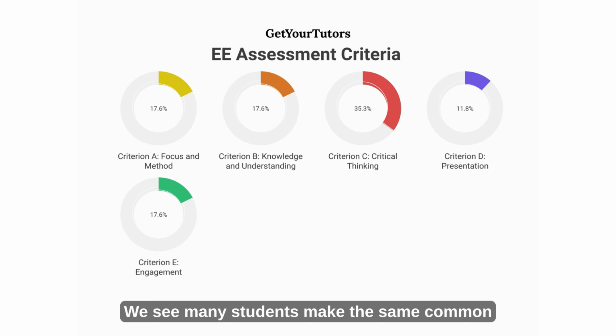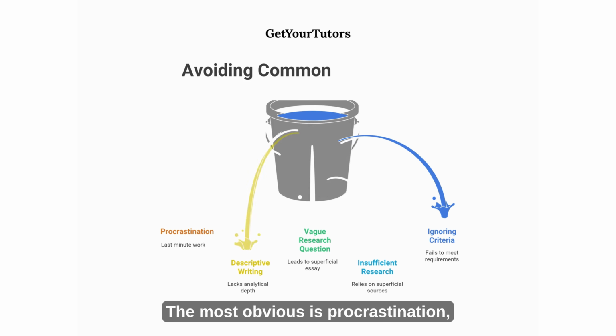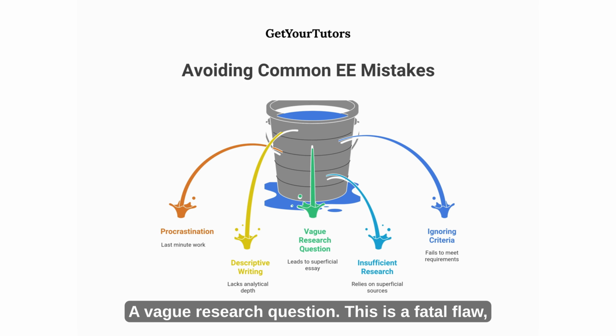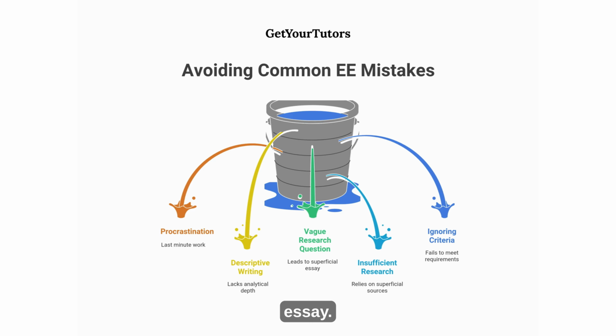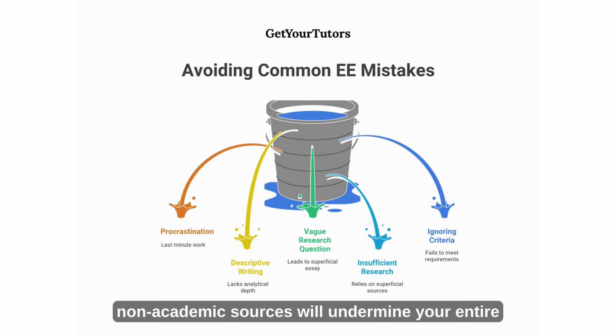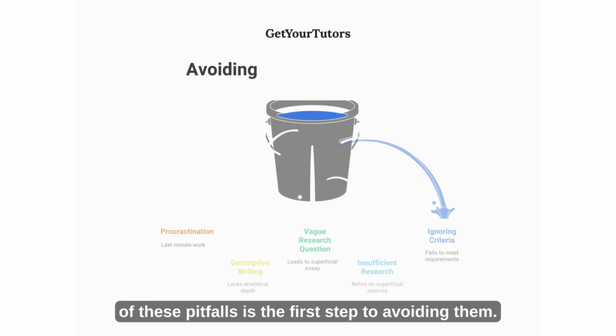We see many students make the same common EE mistakes. The most obvious is procrastination, which leads to rushed, poor quality work. A vague research question is a fatal flaw, as it leads to a superficial and unfocused essay. Another trap is descriptive writing. Your essay must be analytical, not just descriptive. It must have analytical depth. Finally, insufficient research or relying on non-academic sources will undermine your entire argument. Being aware of these pitfalls is the first step to avoiding them.